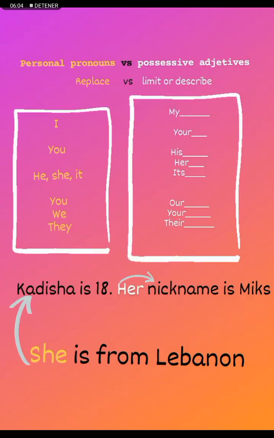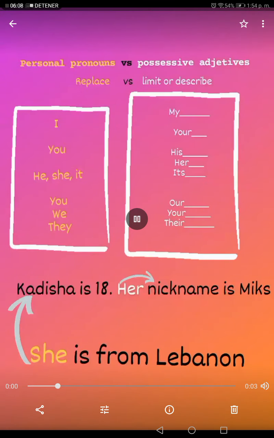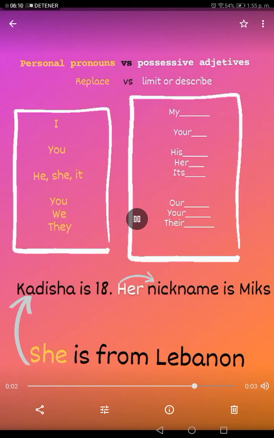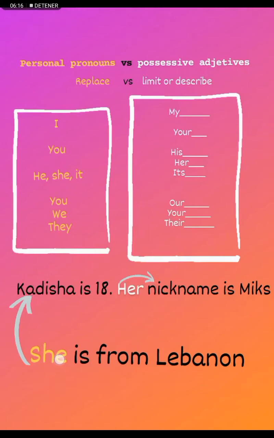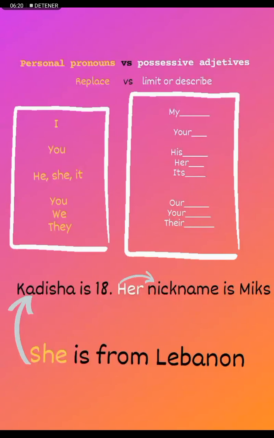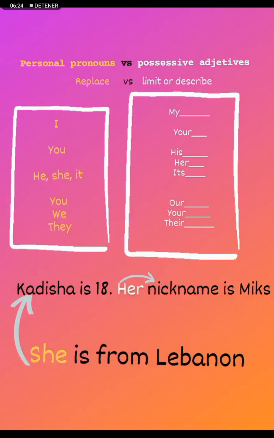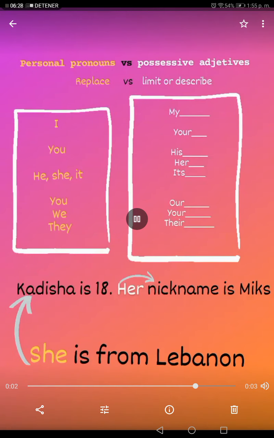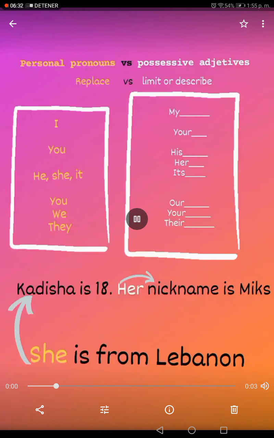And then we have another example, but this time we're going to remark the use of the pronoun. She's from Lebanon. Yeah, that's she. She is replacing Khadija. Instead of saying Khadija in this sentence, we're going to say she is from. So pronouns replace nouns. And possessive adjectives describe the possession of someone.